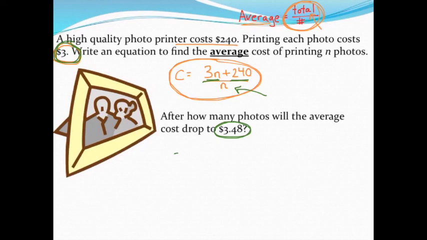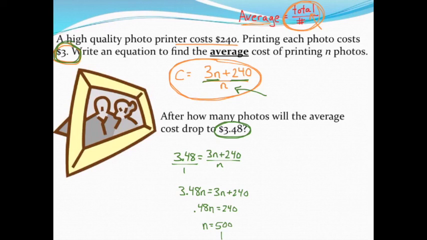So anyway, back to answering the question then. I want to get a total cost, or an average cost, sorry, of $3.48. So I'll plug that in for my cost, and then here's the equation I'll want to solve. And usually a great way to do this is to just put the 3.48 over 1, think of it as a proportion, and then use cross multiplication to solve. So I'd have $3.48 times n equals 3n plus 240 when I cross multiply. Getting my variables to one side then, I'd have 0.48 times n equals 240. And finishing by dividing by 0.48, I find out that if I print 500 photos, my average cost would have dropped all the way down to $3.48 per picture.